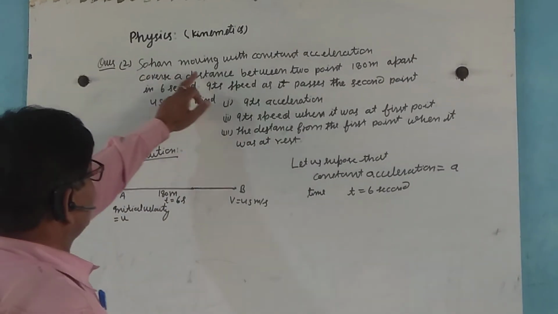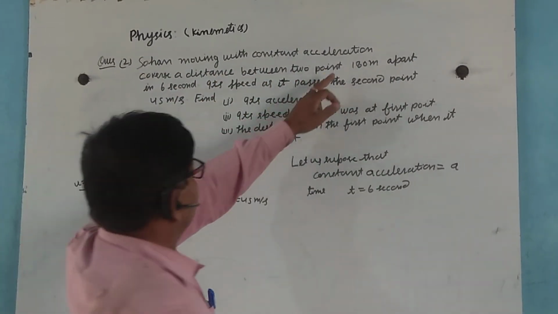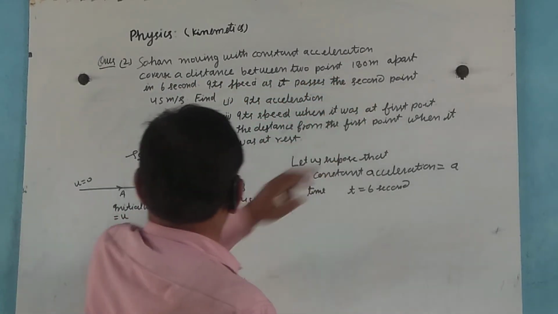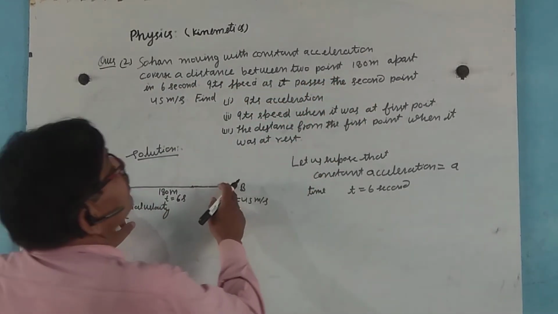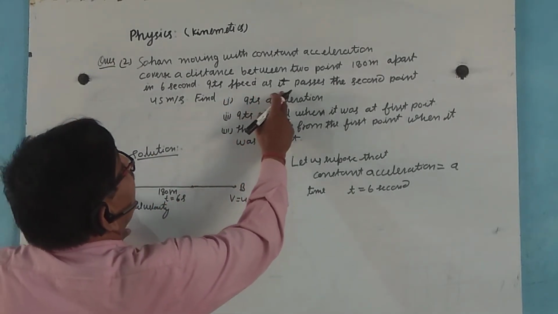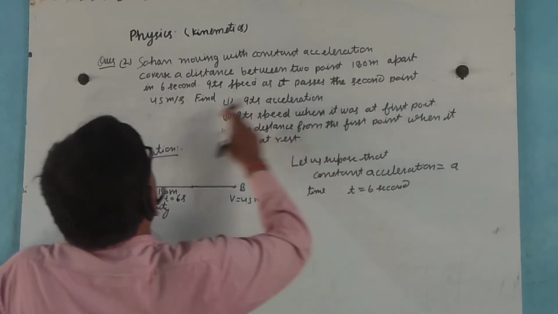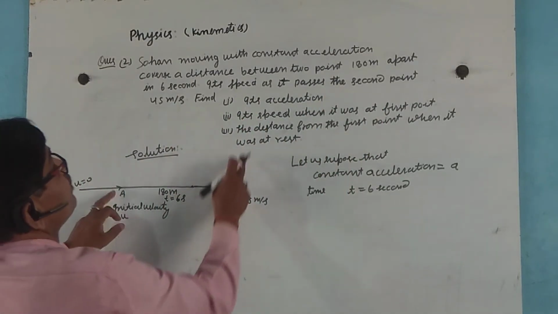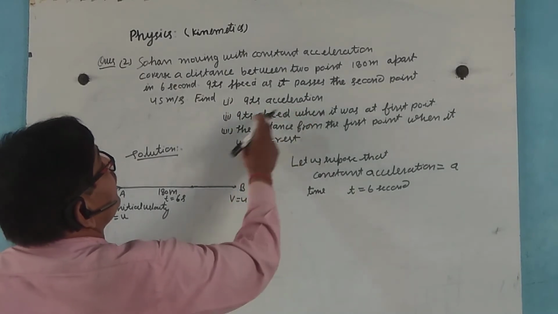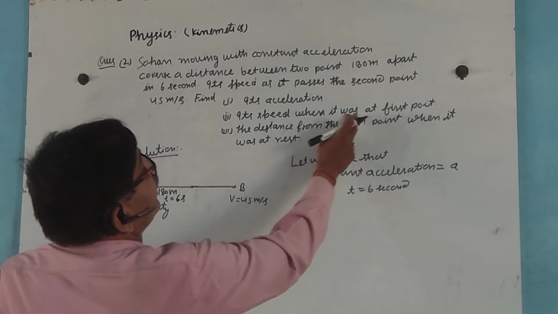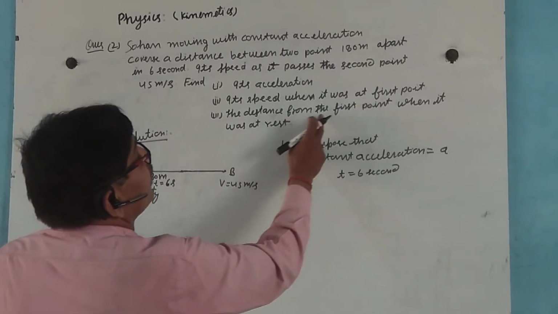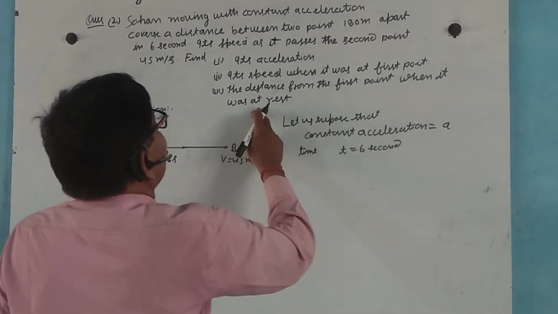Question number 2. A swan moving with constant acceleration covers a distance between 2 points 180 meter apart in 6 seconds. Its speed as it approaches the second point is 45 meter per second. First, find its acceleration. Second, its speed when it was at the first point, u. And third, the distance from the first point when it was at rest.